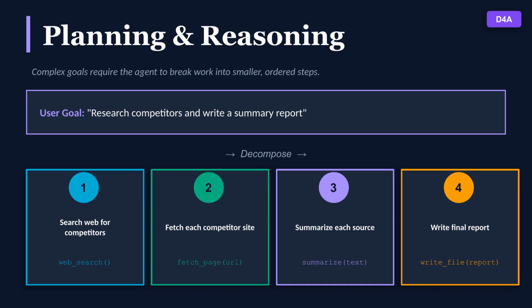Complex goals require the agent to plan. Example. User says research competitors and write a summary report. The agent decomposes this into 4 steps. Step 1. Search the web for competitors. Step 2. Fetch each competitor's page. Step 3. Summarize each source. Step 4. Write the final report. Each step maps to a specific tool. The agent executes them in order.